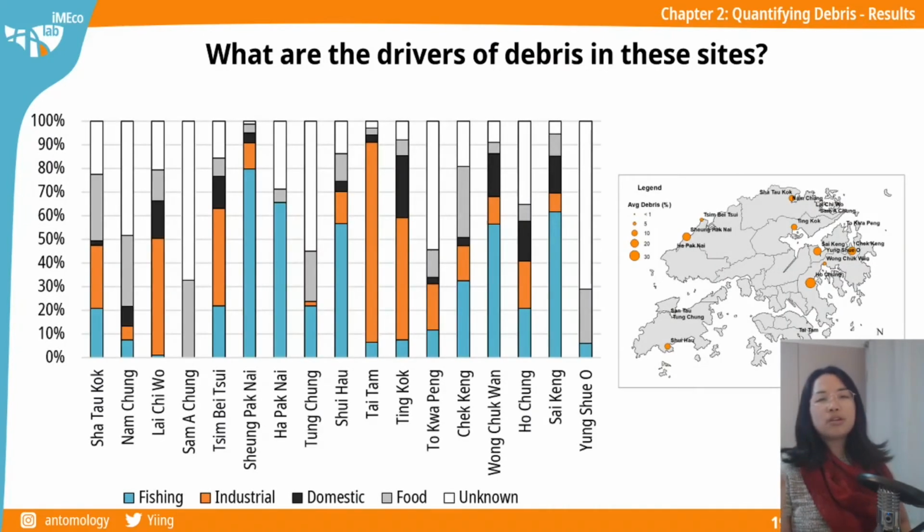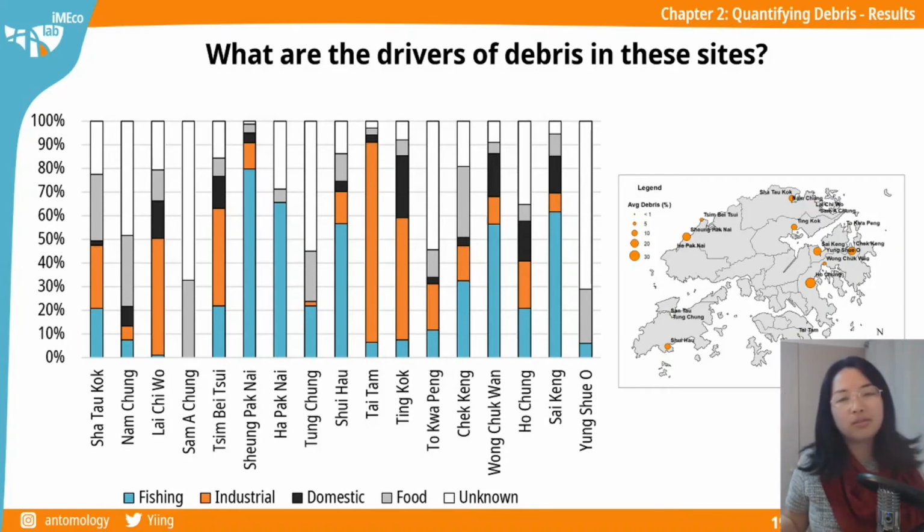So what are the drivers of debris across these different sites? Looking at all these different sites, how come some sites had more than others? Well, another thing I wanted to look at was their sources of debris. And I didn't really see a pattern in terms of which sites had more rubbish from where. It was just all over the place, which I think is a reflection of the fact that it all just gets mixed up. So there's no one source.